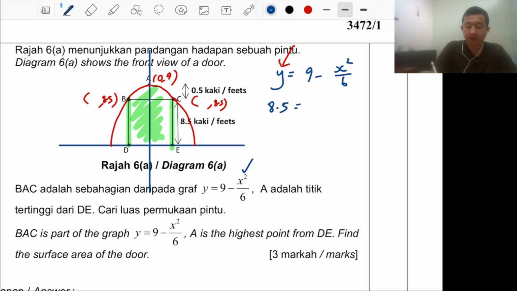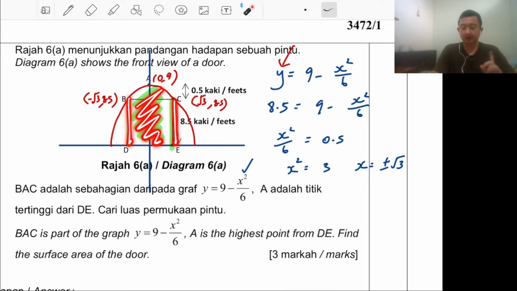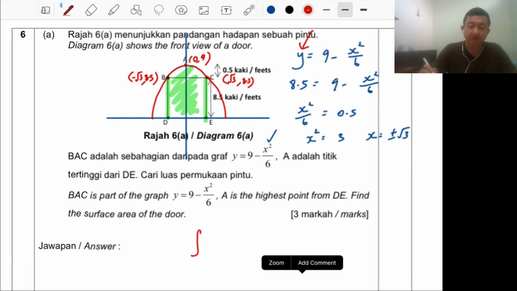8.5 equals 9 minus x squared over 6. Figure it out. So 0.5 equals x squared over 6, 3 equals x squared, so x equals plus or minus root 3. So root 3 and negative root 3. Okay, so I know the limits already. Now I know the limits if I want to do the area under the graph by integration. So when I integrate, the limit should be from where? Negative root 3 to root 3, right?